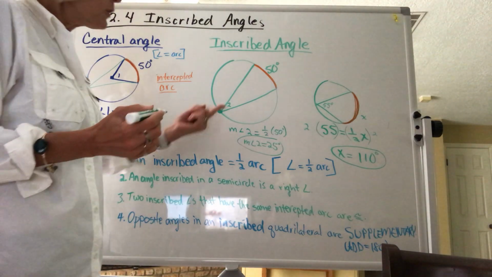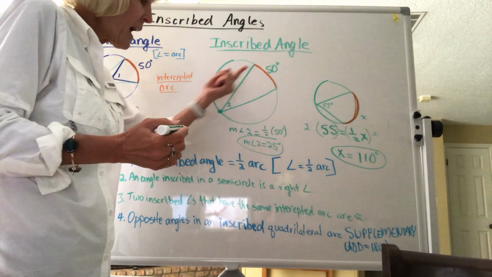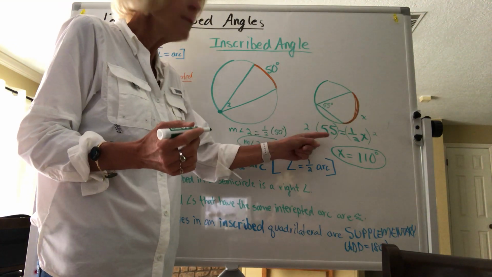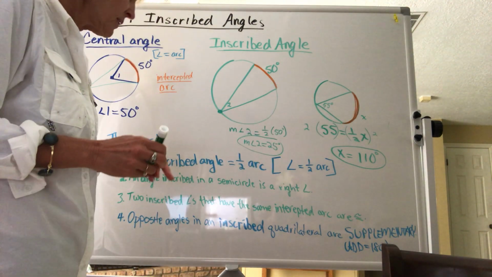So it makes sense. If you're going with the angle, you're going to say half the intercepted arc, and then basically you're doubling it on this side. But you use the same formula. 55 equals half the x.